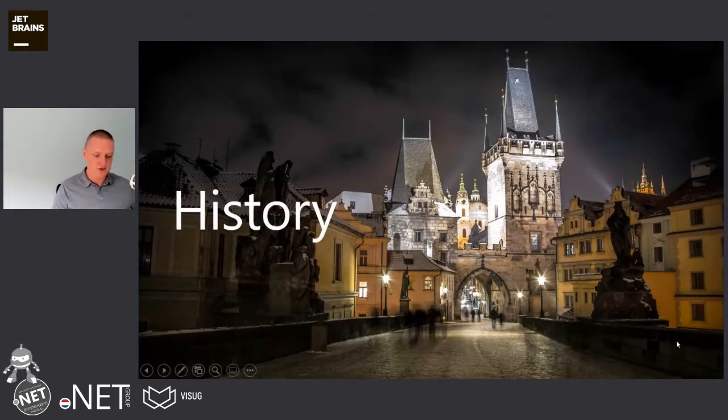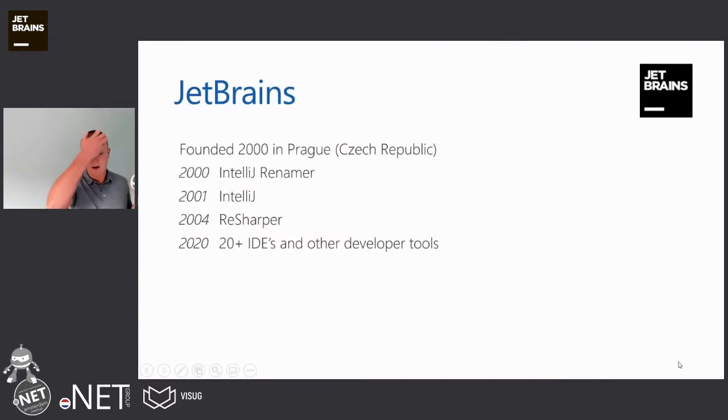Now, before we dive into some code and architecture and so on, I quickly want to give you some history of how ReSharper came about. So ReSharper and IntelliJ and so on are products of JetBrains, the company that I work for. And JetBrains was founded in the year 2000. And it actually started with a very, very simple tool called IntelliJ Renamer. And IntelliJ Renamer was a tool that would allow you to open up a Java class and rename that class, and it would rename all of the files and update all of the references and so on. So a refactoring as a tool, as it were.